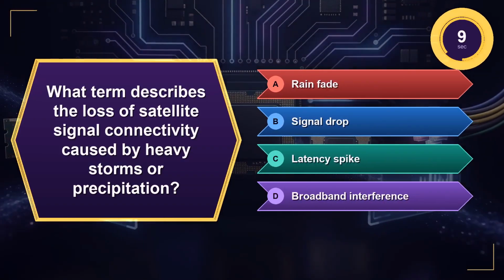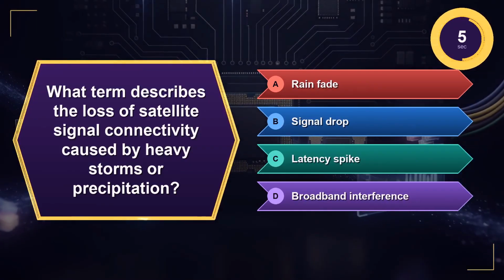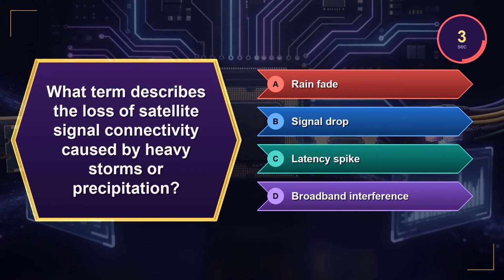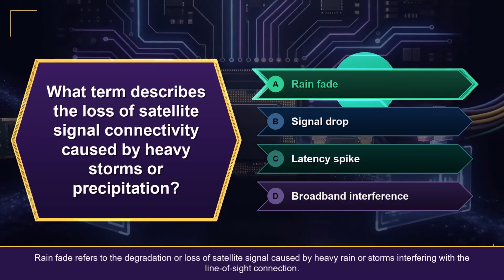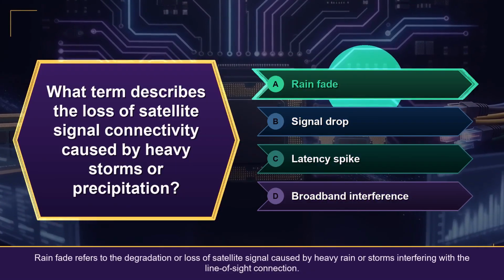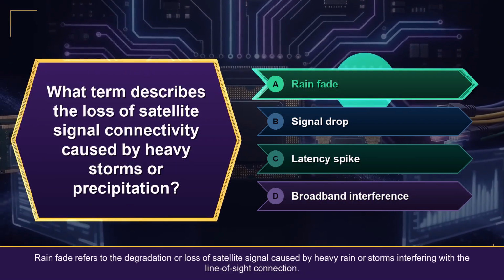What term describes the loss of satellite signal connectivity caused by heavy storms or precipitation? Rain fade refers to the degradation or loss of satellite signal caused by heavy rain or storms interfering with the line-of-sight connection.